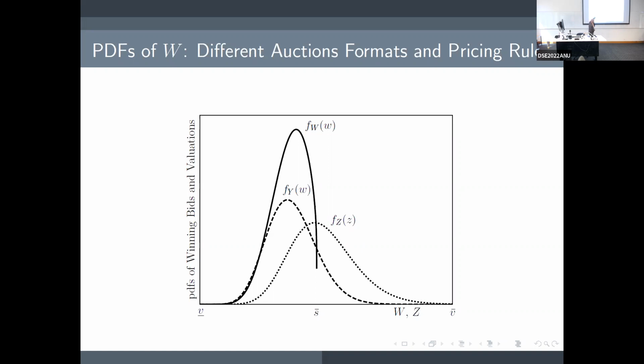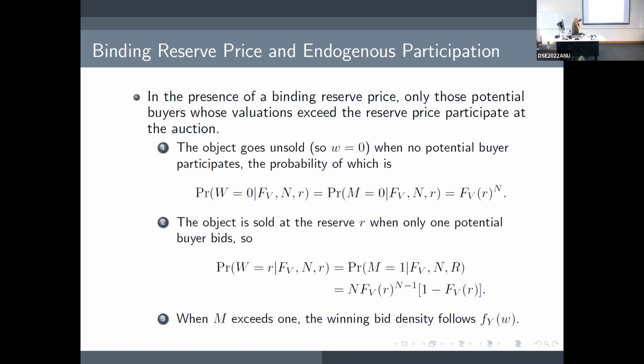And what's more remarkable, I guess, is that the mean of that F_W distribution is the same as that F_Y of W distribution. That's kind of interesting. So that's kind of what auctions put on the data. And you can now, with a reserve price, figure out what's the probability of each of the events.